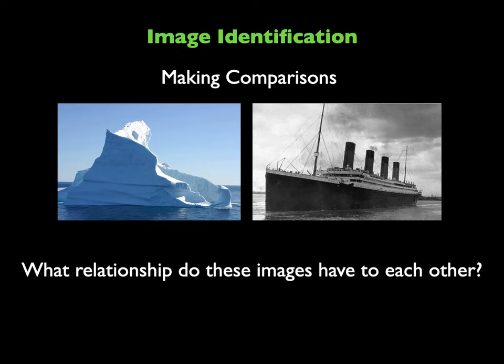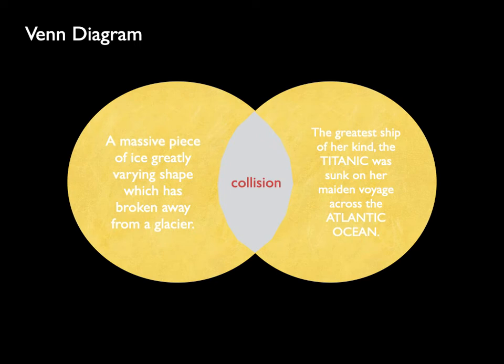If I were to do an essay about 2 different works of art, let's say one of them is an iceberg and one of them is the Titanic, and I would describe one as a massive piece of ice, greatly varying in shape, which has broken away from a glacier. And then I go on to talk about the Titanic as the greatest ship of her kind, sunk on her maiden voyage across the Atlantic Ocean.